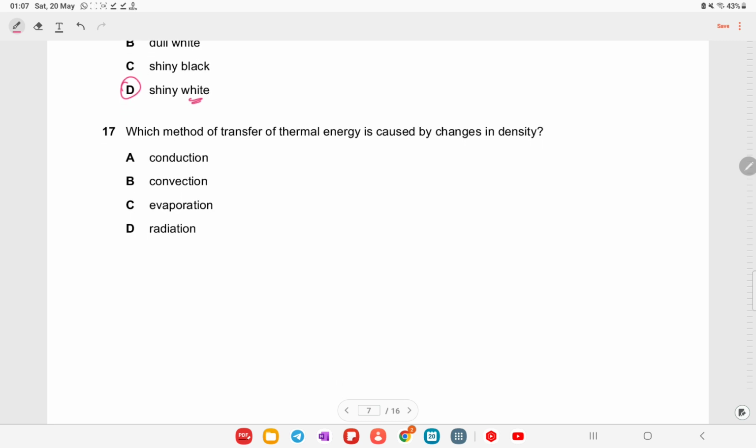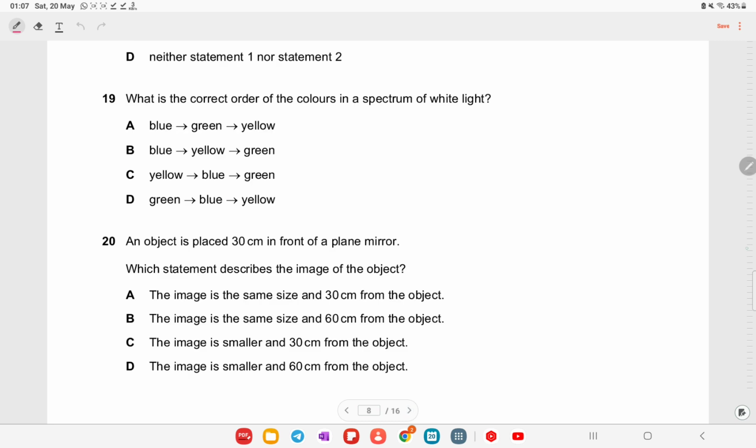They are going to be the slowest one. Which method of transfer of thermal energy is caused by changes in density? Conduction is in solids. Convection is the process when you talk about liquids or gases, or you can say fluids. So when there is a change in density, obviously that is the convection method of heat transfer.